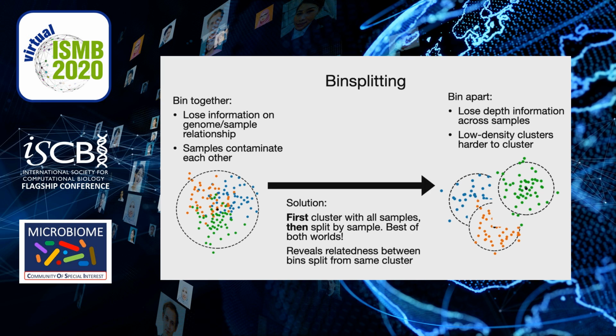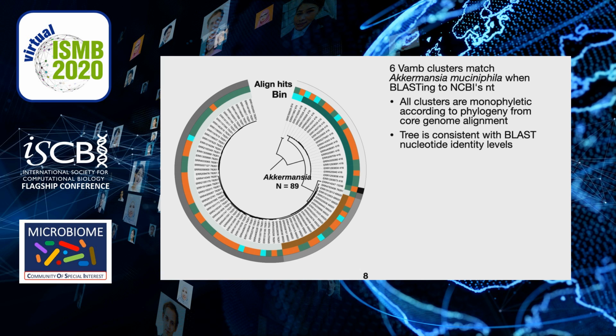Our simple approach is first to cluster with all the samples and then split the samples apart. Then you get the best of both worlds. Also, the splitting process reveals a relatedness between bins that were split from the same cluster. After all, if two contigs from different samples were clustered together, they're probably quite similar. This is useful if you want very precise bins. For example, for one of our benchmark datasets, we obtained 6 different clusters that matched to the bacterium Akkermansia muciniphila when we blasted it to NCBI's NT database.